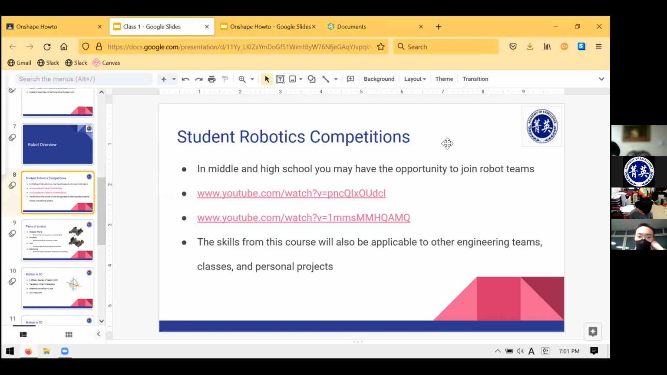So from what I've heard, at least one of the students in the class is on a robotics team. Maybe more of you are as well. Maybe some of you are interested in joining one.